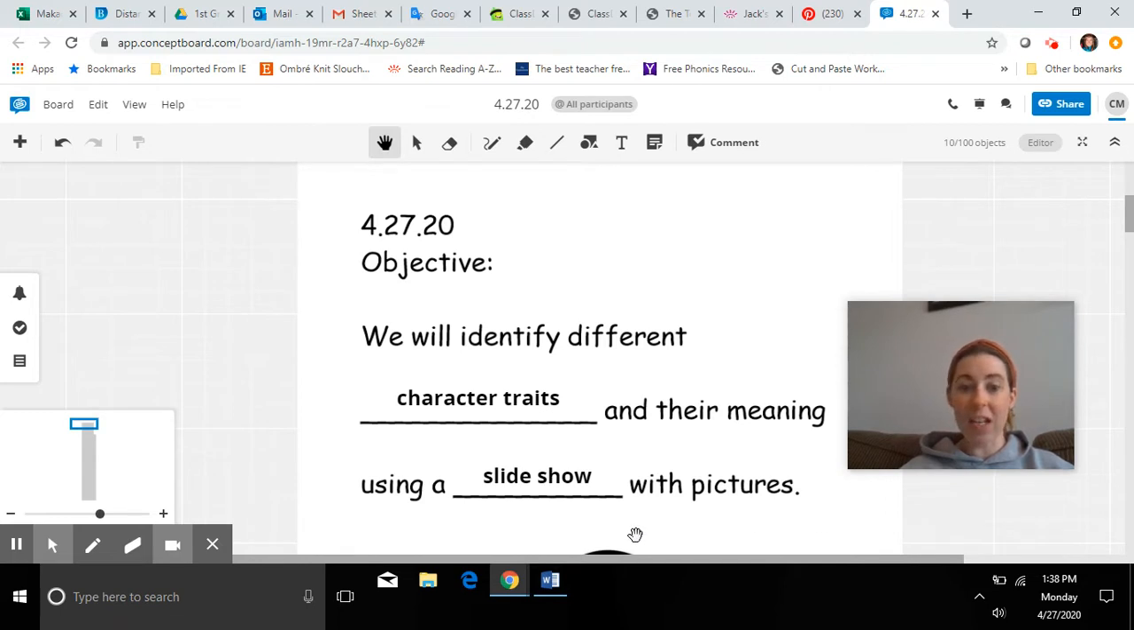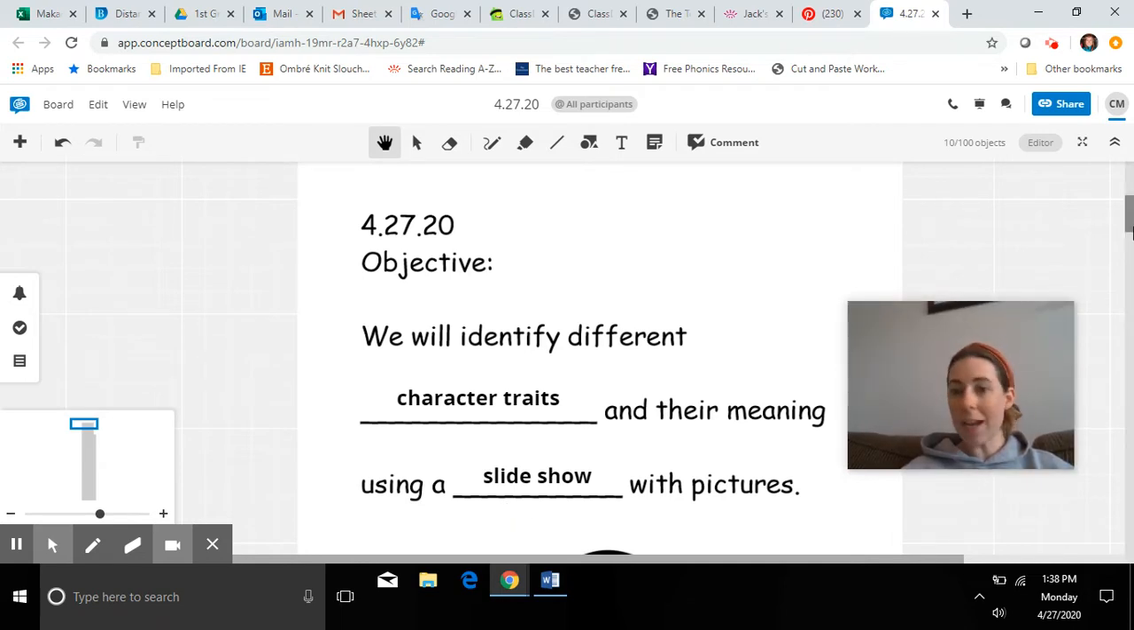Excellent job, very good. So remember, just to break this down, we're going to be learning new words today that we can use to describe a character in a story, a person or an animal, that the story is about, and what they mean using a slideshow with pictures.